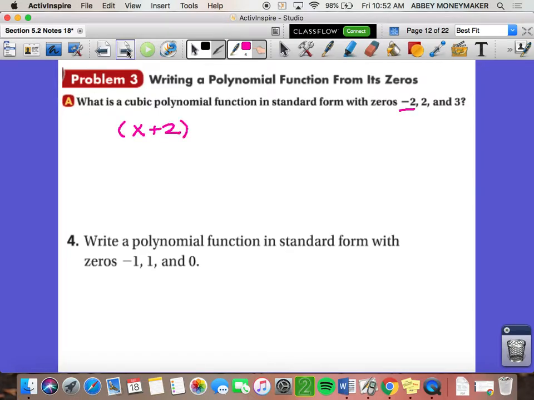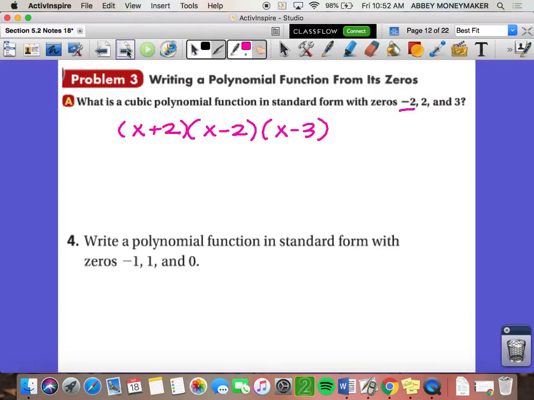So if I have negative 2 as a solution, what factor did that come from? X plus 2. What did 2 come from? X minus 2. What did 3 come from? X minus 3. So what we're going to do is multiply the first 2 together, and then multiply that by the last factor.